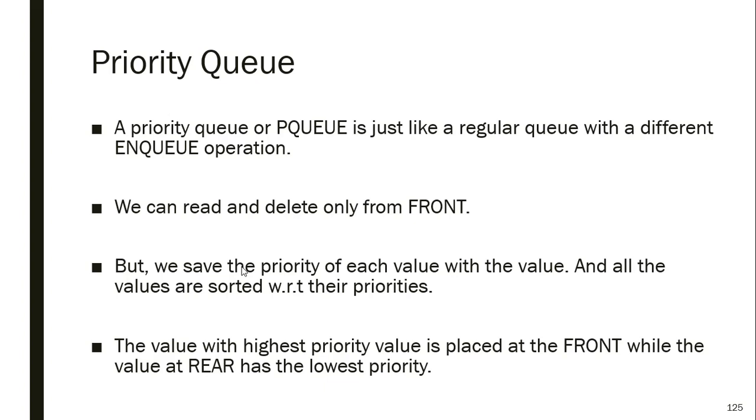It can be the value itself. If there are integer values stored in the array, you can say that values with greater magnitude have greater priority, so 99 has greater priority than 97. So in a priority queue, items will be sorted. But sometimes you save the priority as a separate structure.